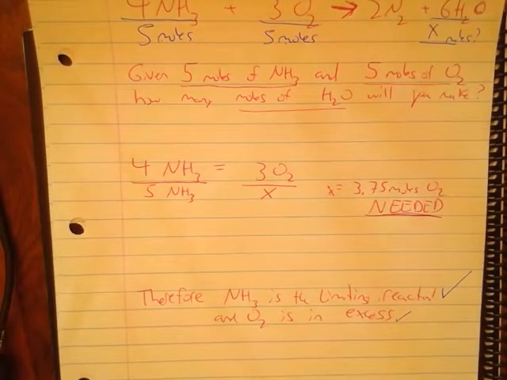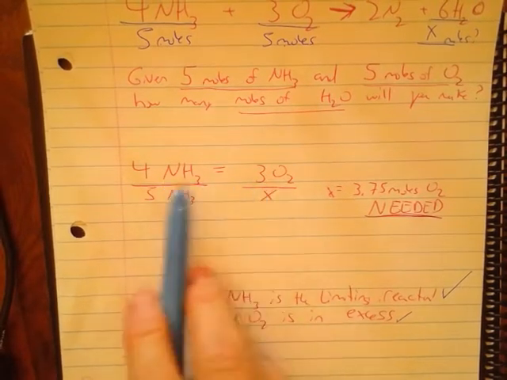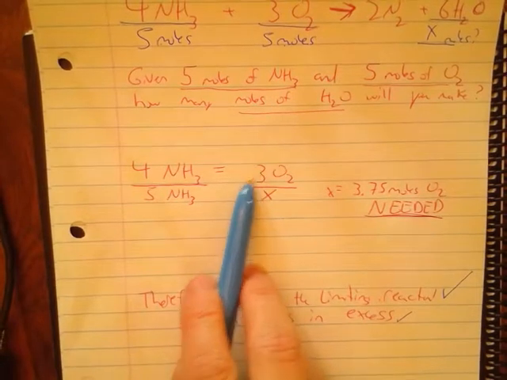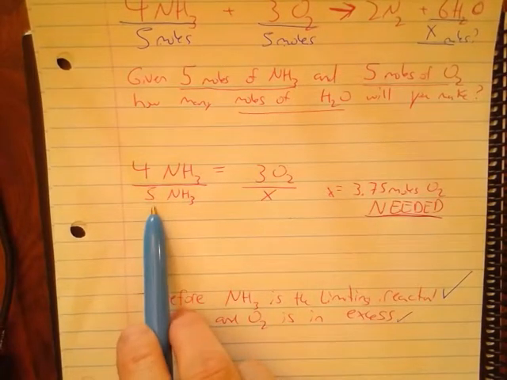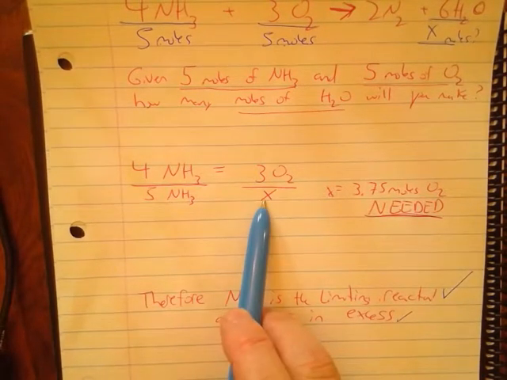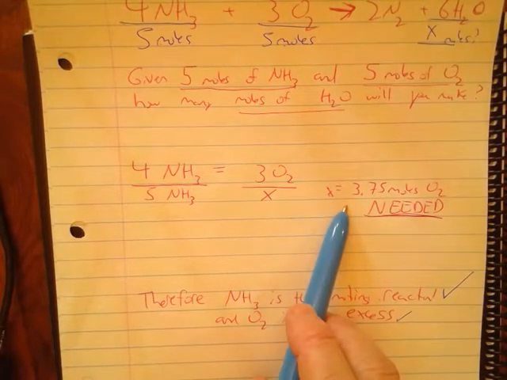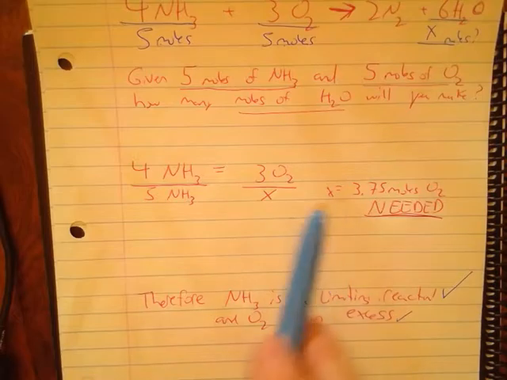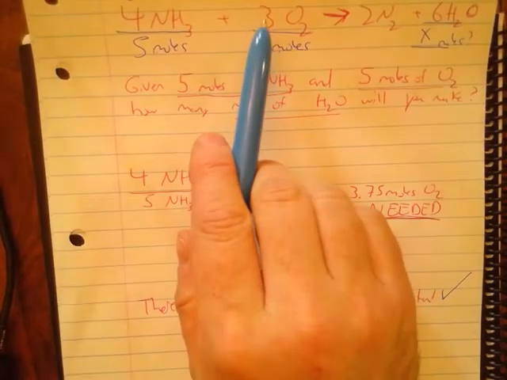Take a moment, look at this, make sure you get that. This was my ratio that I knew for a fact, those are my coefficients. I picked this one as my guess. I solved for this for the one I needed, and I found out that I needed less than I actually had, which means what I had was in excess.